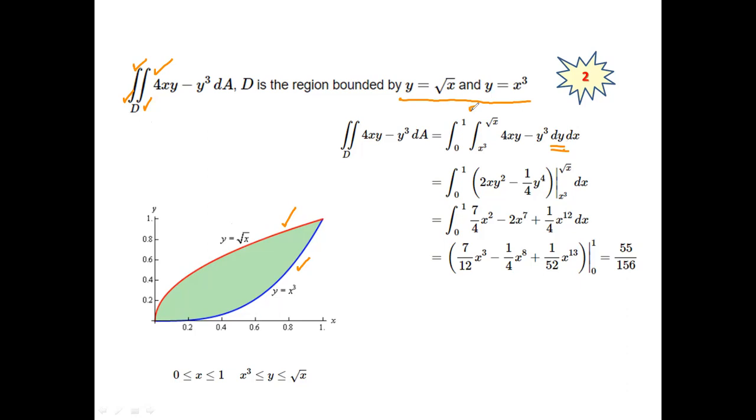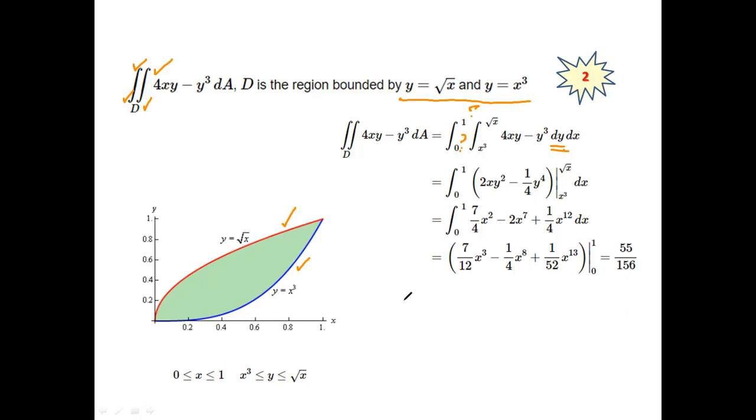The big question is, how is this 0 and 1 determined? How was 0 and 1 determined? So if you recall our discussion on plane areas between two curves, for you to be able to determine the intersection of the two curves, you have to equate both sides, or rather you have to equate the equations of your curves.